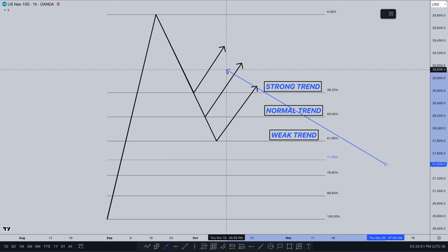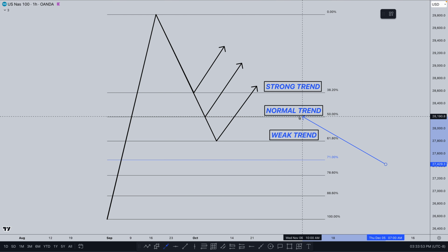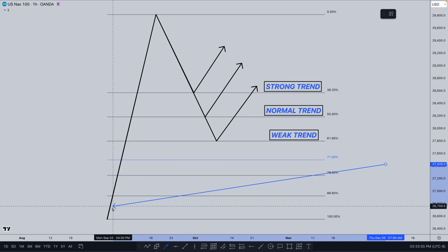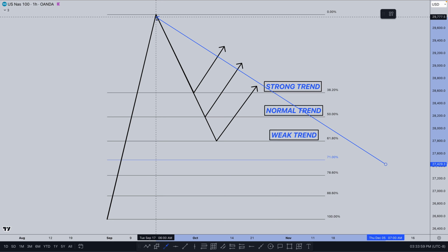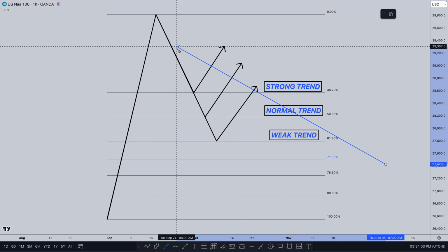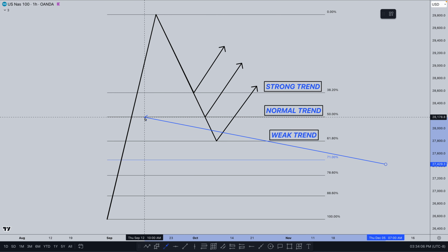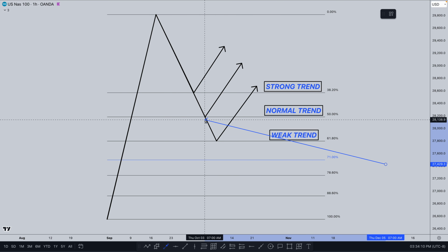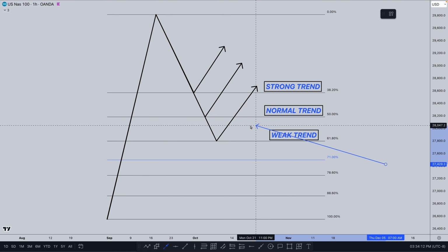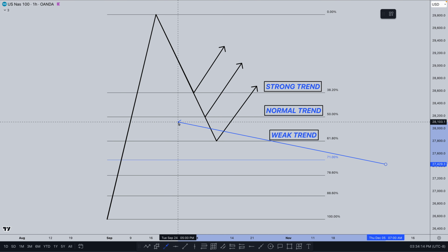And then as far as the 50%, that's very normal, right? Because the buyers were able to push the market all the way to the top, and then sellers stepped in and were able to negate 50% of the buyers, right? So it has 50% buyers, 50% sellers. So that's a very normal trend, 50-50 battle, bull versus the bear.